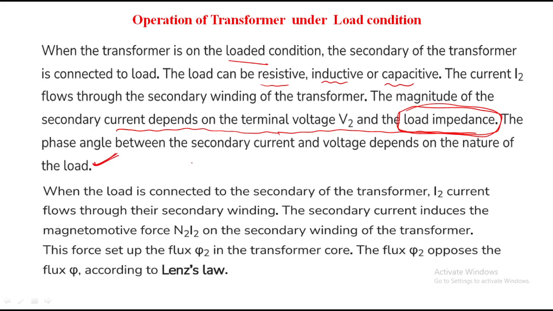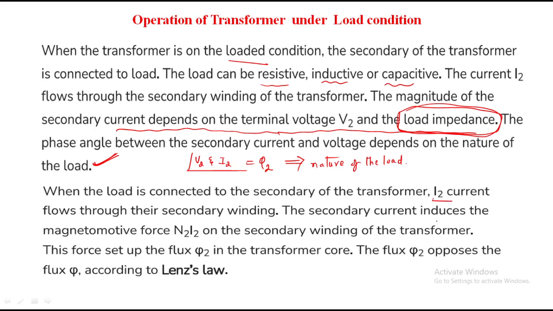See, the phase angle between V2 and I2 is phi 2. It totally depends upon what? The nature of the load. That is the point. So by changing different types of load, we are going to get different phase angles between secondary voltage and secondary current.